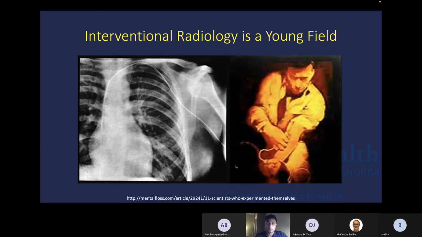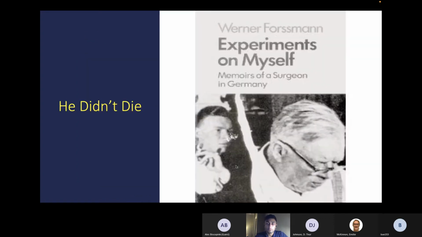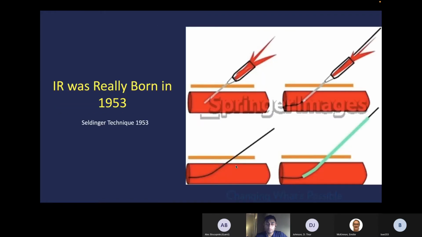So it was possible to actually navigate inside of the body. He did not die. He lost his medical license to practice in Germany because he was an intern in the second year, but he actually won the Nobel Prize, so I guess that's kind of a fair trade. But anyway, that was sort of the beginning of interventional radiology. And really, interventional radiology started in 1953, with the Seldinger technique, which was kind of revolutionary.